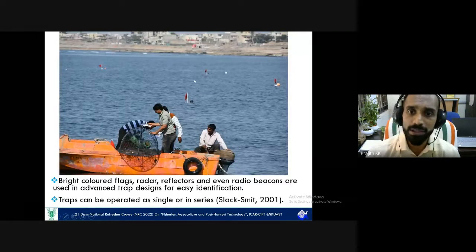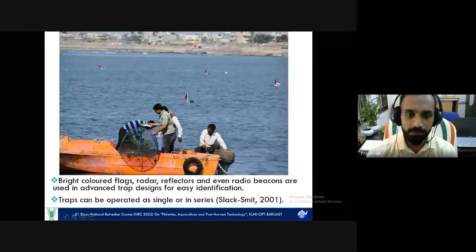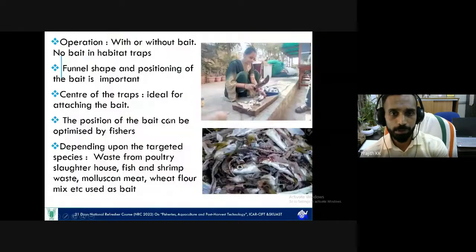Then for identification, you can provide flags, or even reflectors attached in some advanced trap operation sites. Here, what we have used is simply a flag, just to identify the location where we have deployed our trap.